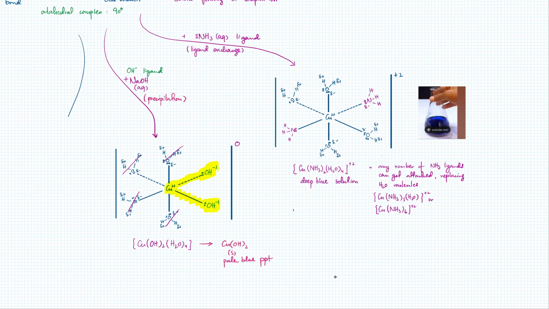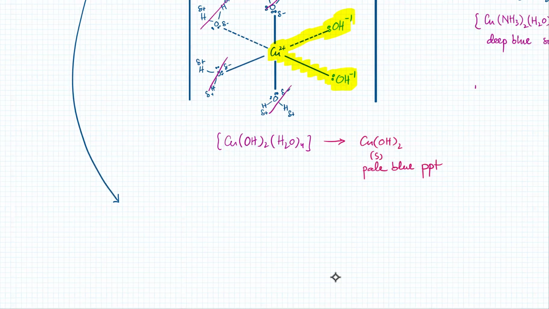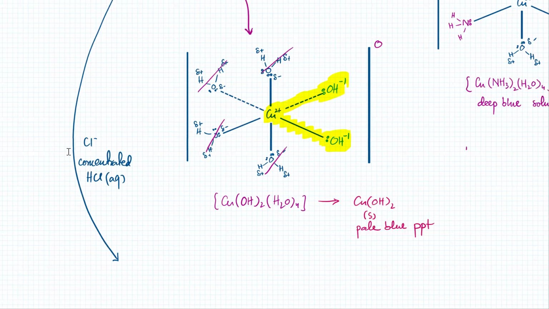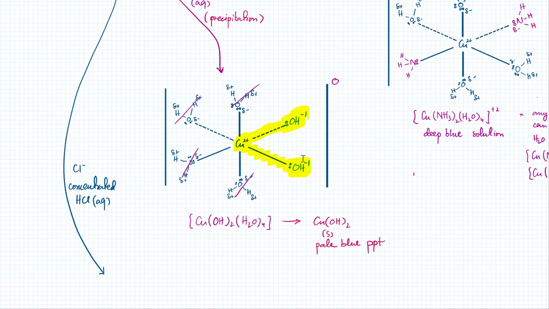The third one is what if I add concentrated HCl? Remember, this is going to be very concentrated HCl. So concentrated HCl has this ligand. It's got Cl minus one ligand. Now the thing with Cl minus one is that it's a lot bigger in size. Remember, Cl has three shells. It's got 18 electrons. The relative atomic mass of Cl minus one is 35.5, right? So it's much bigger in size compared to OH ion.